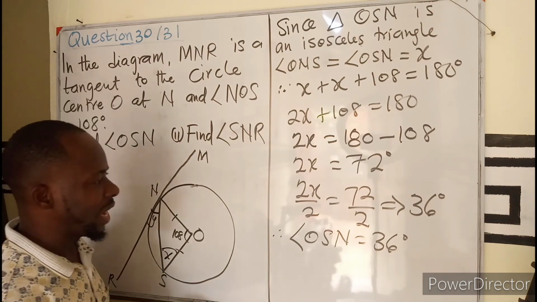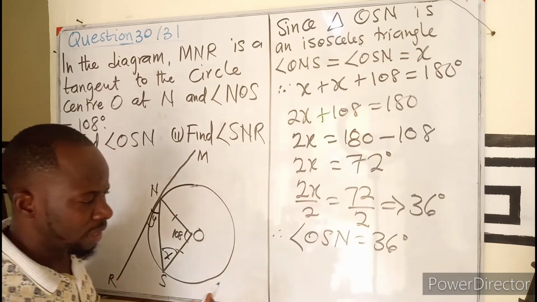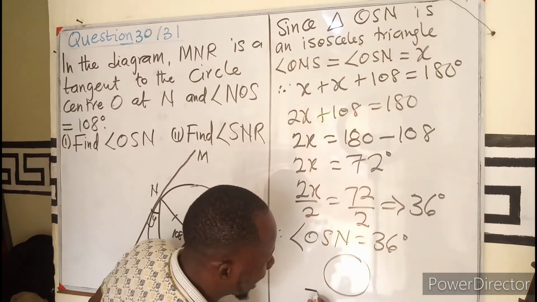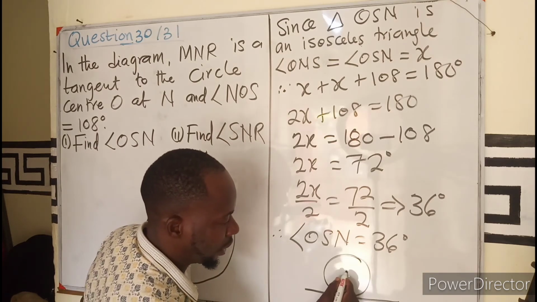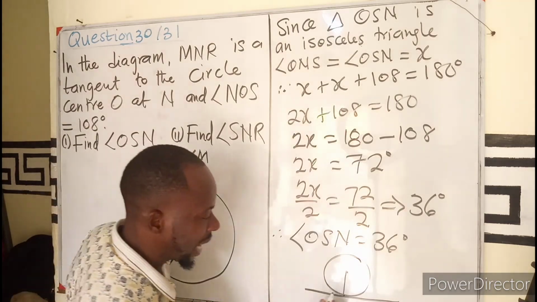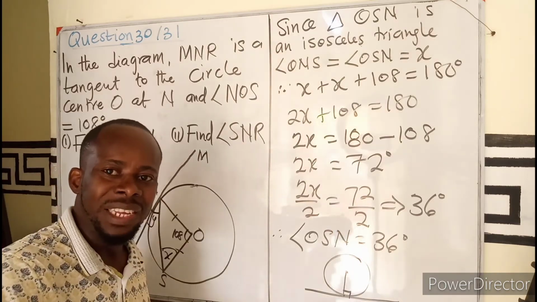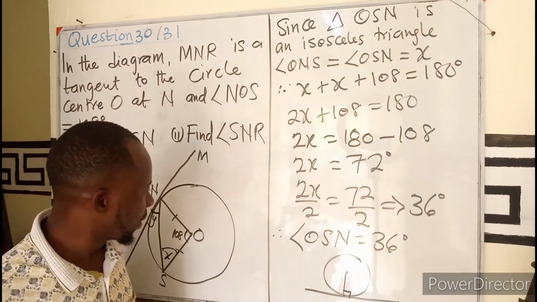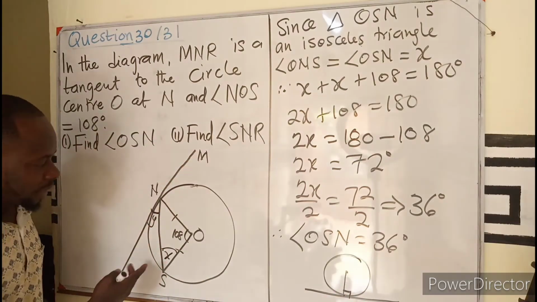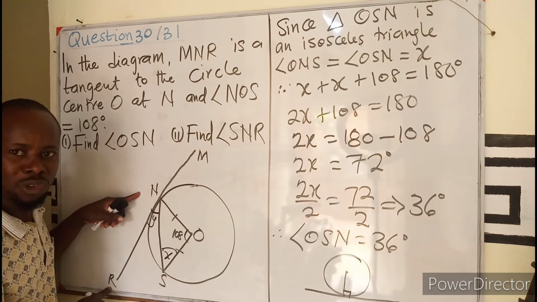Don't forget that we have a property under coordinate geometry, circle theorem, that if I have a circle and I have a tangent, if a radius is perpendicular to a tangent, it means that I am going to get 90 degrees. The radius will make an angle of 90 degrees with the tangent. Even though this tangent is horizontal, it's the same tangent we are seeing here. So the angle ONR is supposed to be 90 degrees.